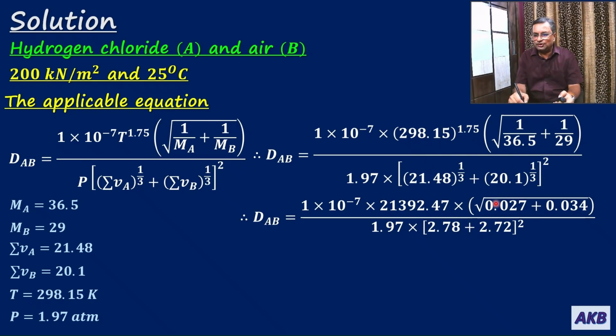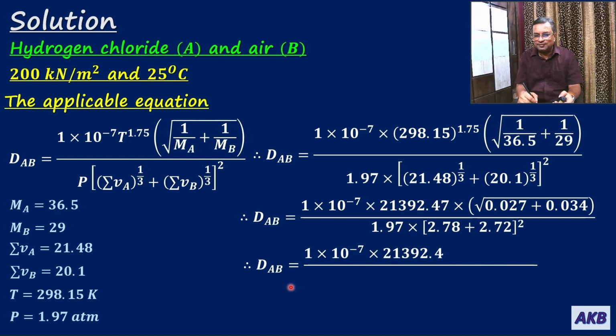21392.47. 1 upon 36.5 is 0.027. 1 upon 29 is 0.034, divided by 1.97 into 21.48 raised to 1 by 3 is 2.78. 20.1 raised to 1 by 3 is 2.72, and square of this sum.